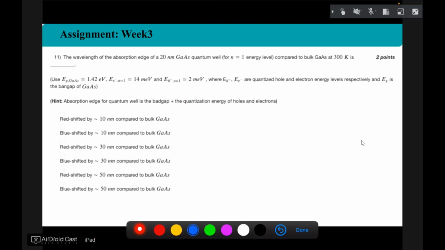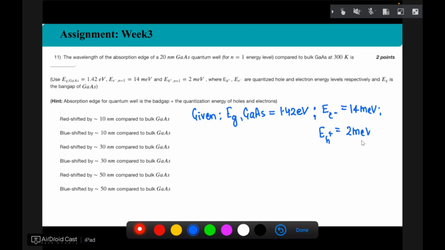And the last question of this assignment is, the wavelength of the absorption edge of a 20 nanometer gallium arsenide quantum well for n equals to 1 compared to gallium arsenide at 300 Kelvin is. So we are given the values. One important hint is given here, that the absorption edge for a quantum well is the band gap plus the quantization energy of holes and electron. So what are the given values? Eg of gallium arsenide is equals to 1.42 electron volt. E electron for n is equals to 1 is 14 milli electron volt. E hole is equals to 2 milli electron volt.